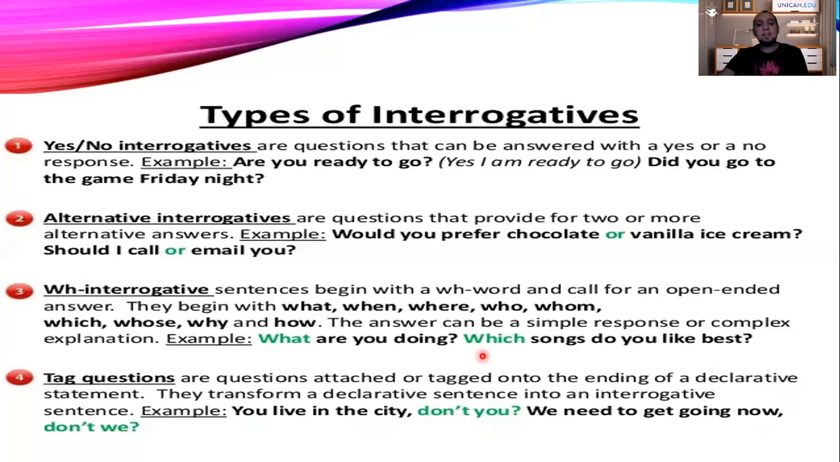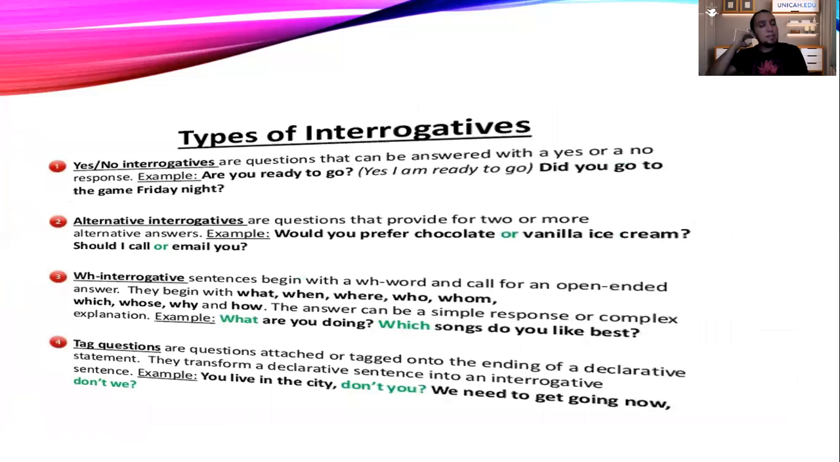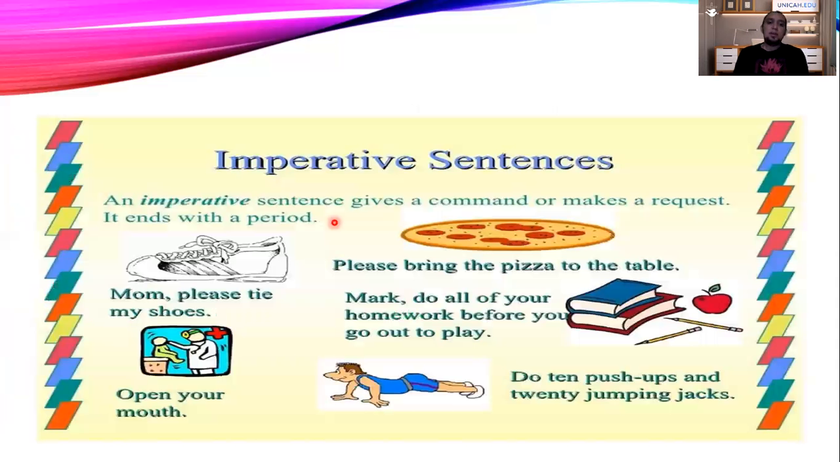So these are the types of interrogative sentences you can use for your homework. Now we have imperative sentences. Imperative sentences are those sentences that give a command or an order. But we're going to use our voice in order to make it stronger or make it a mild command, for example. Here we have, Mom, please tie my shoes in this picture. Mom, please tie my shoes.